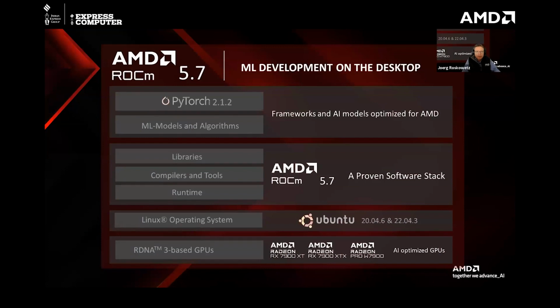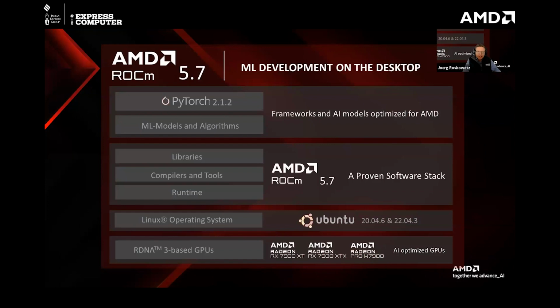Moving a step further, it all starts with PyTorch 2.1.2 and the current nightly build. We have included all the different libraries, compilers, tools and runtimes, starting with Radeon Open Compute Platform 5.7. As of today, we are already at version 6 with latest enhancements and new feature sets. In regards to the Linux operating system, we are supporting both 20.04 Focal as well as 22.04.3 Jammy Jellyfish, which are both supported.